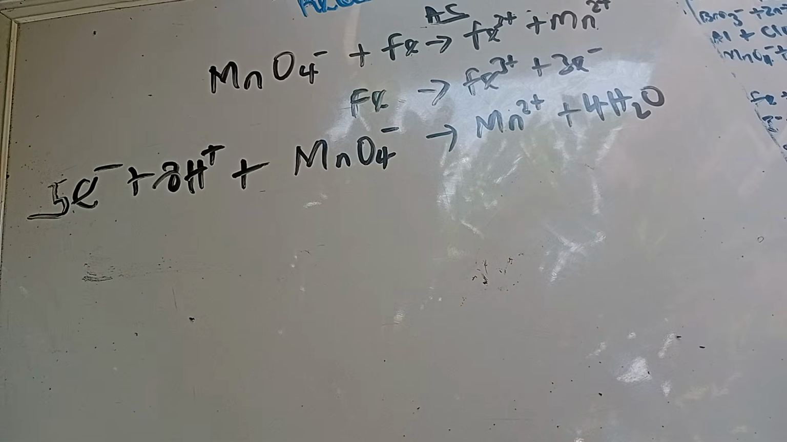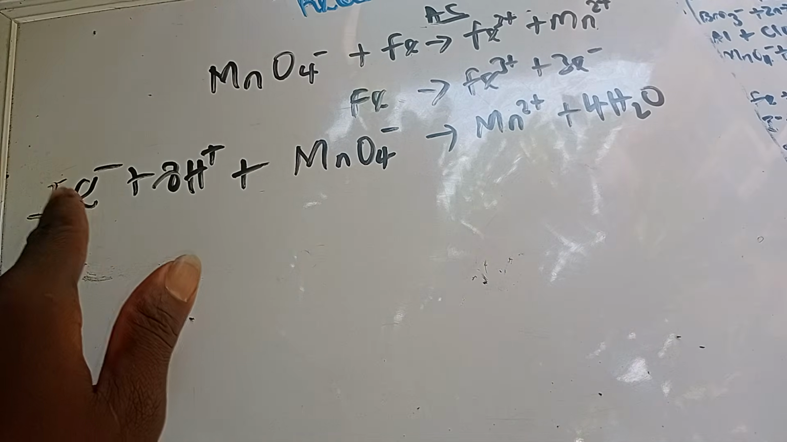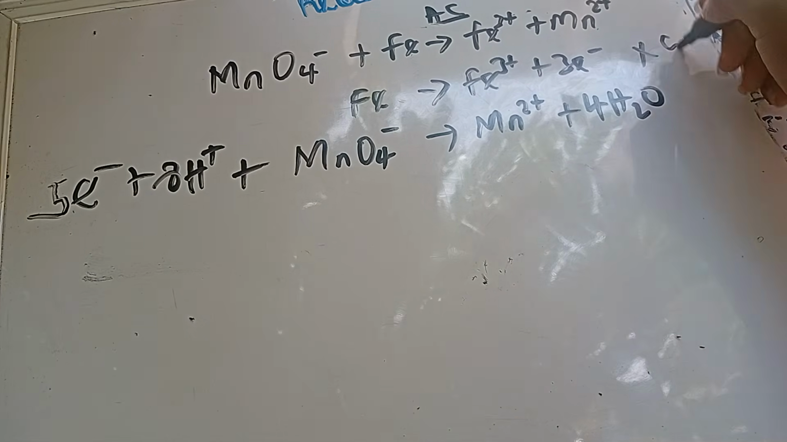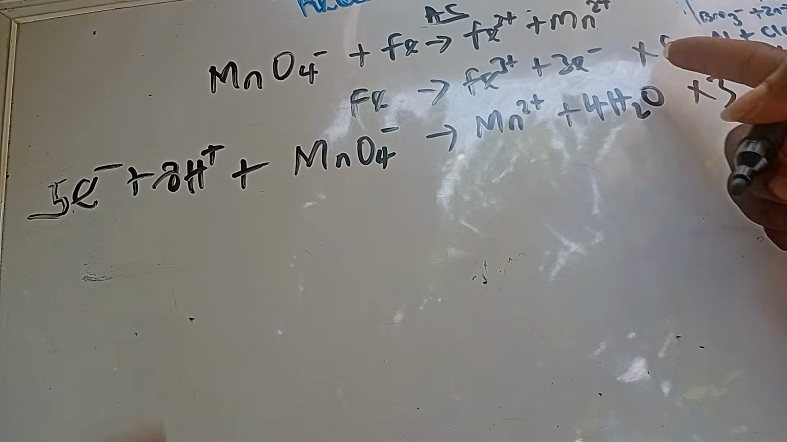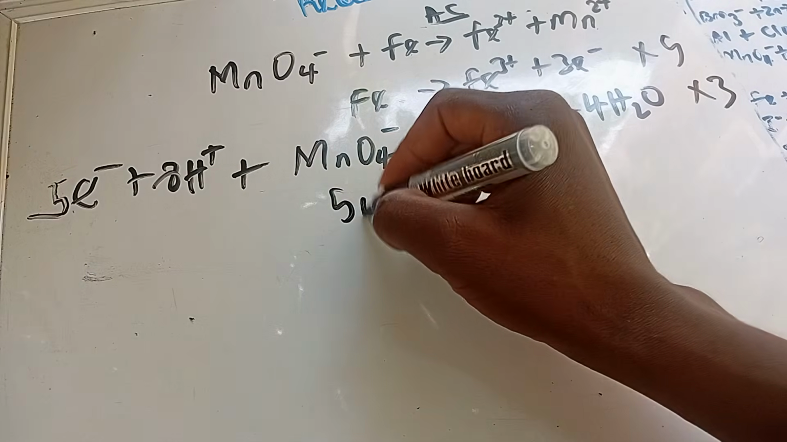So that should be 5. Now we can see that the coefficient of electron here is 5, and the coefficient here is 3. So how do we balance it? Times 5 and times 3. 5 times Fe, we have 5 Fe.